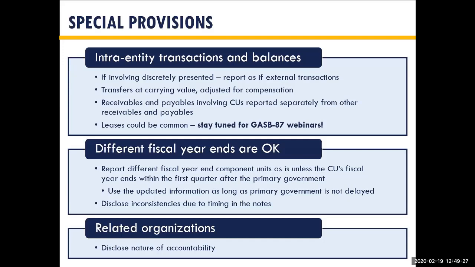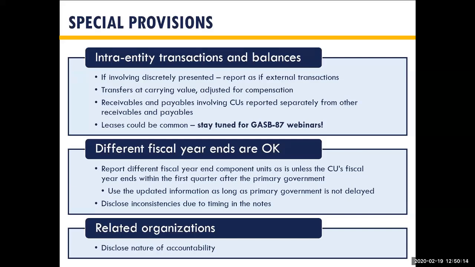There could be different fiscal years involved, and that's perfectly okay, as long as they're within the first quarter of the next fiscal year. That is perfectly okay, because the goal is not to have the primary government's financial statements delayed. I bet some of you might not have known that. As long as we're consistently reporting, and as long as it's within the first quarter after the primary government's fiscal year, we can report things of a discretely presented component unit. We need to disclose those inconsistencies due to the timing in the notes.